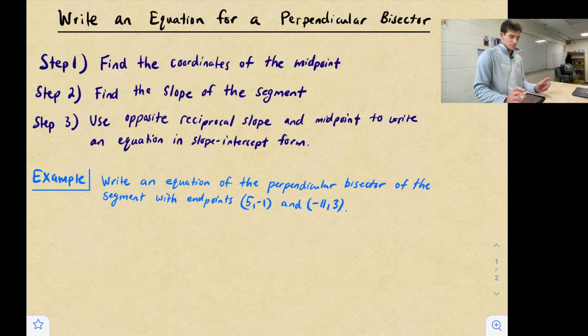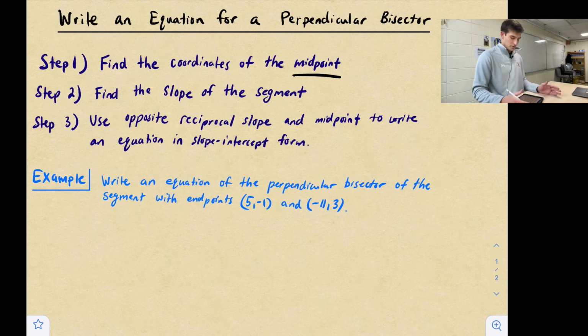All right, so that word perpendicular bisector tells us two things, and that's the two steps we need to know, or two things we need to find out in order to write this equation. Bisector means that the line is going to cut our segment into two equal parts. So to do that, the line has to go through the midpoint. So we have to find the coordinates of the midpoint. We have a midpoint formula, so we can use that.